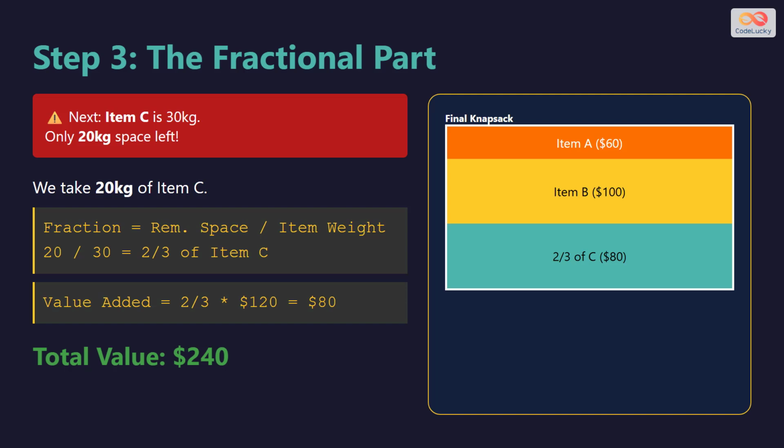Here is where the fractional logic kicks in. The next item is item C, which weighs 30 kilograms. But wait, we only have 20 kilograms of empty space left. We cannot take all of item C, so we take exactly 20 kilograms of it. That is 2/3 of the item. Since the total value of item C was $120, 2/3 of that value is $80. We add this to our total, filling the bag completely.